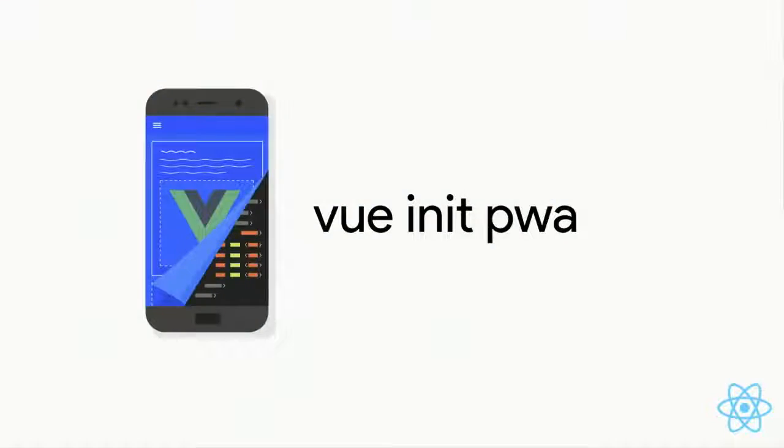So we've seen, Create React App now supports outputting a PWA by default. Preact now supports outputting a PWA by default. And today we're also happy to announce a brand new template for Vue.js that's available via the Vue CLI. Vue init pwa will give you a progressive web app by default.